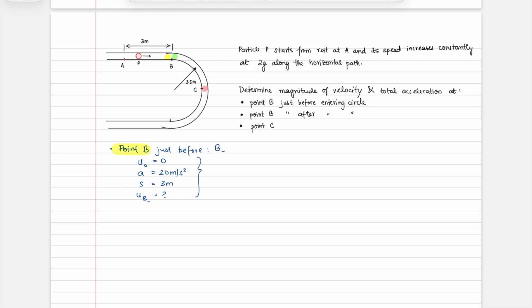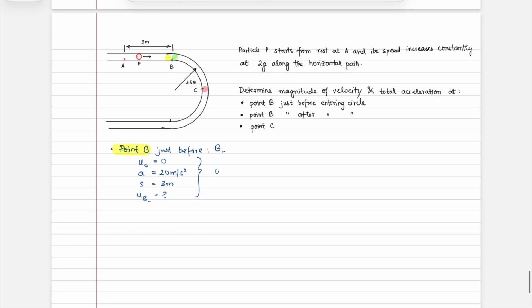So what formula would you use here? Because it's constant acceleration, you have access to those familiar formulae, which is v is equal to u plus at, s is equal to ut plus half at square. In this case, we are interested in u_B minus square minus u naught square is equal to 2as. This u naught going to 0, and then substituting the values of a and s, you will get u_B minus is equal to 10.95 meters per second.